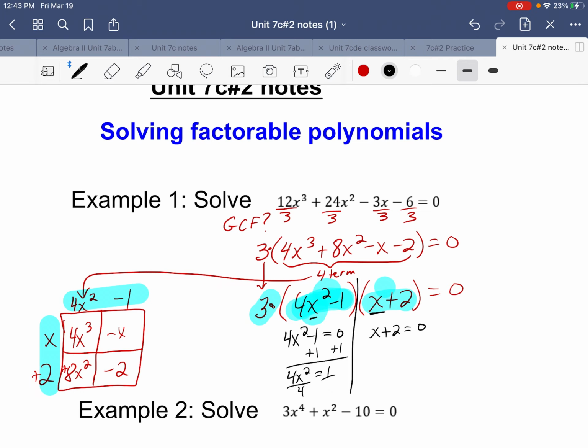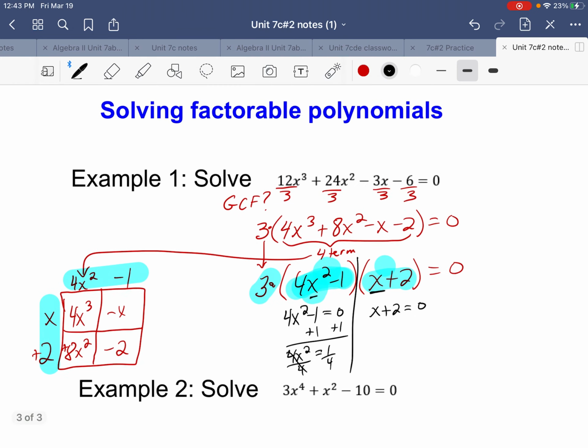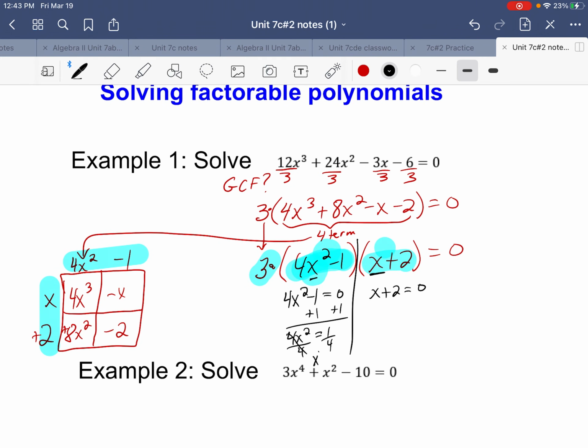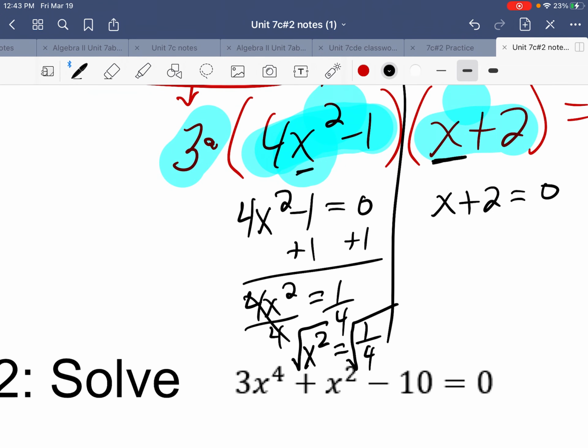Divide by 4. So we're solving these in reverse order of operations. This is the very important part. Square root is the opposite of square. Whenever you square root, I'm going to zoom in on this, you have to do a positive and a negative. There's a plus, a positive, and a negative anytime you square root. And then we'll have x equals a positive, negative.